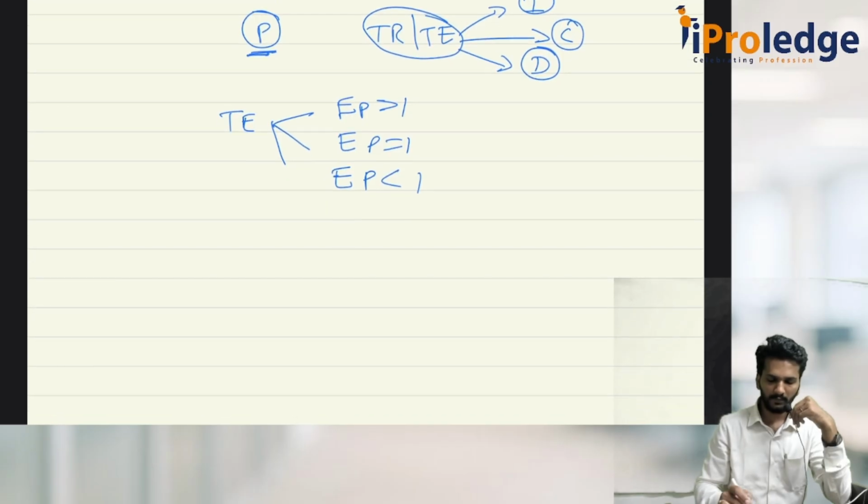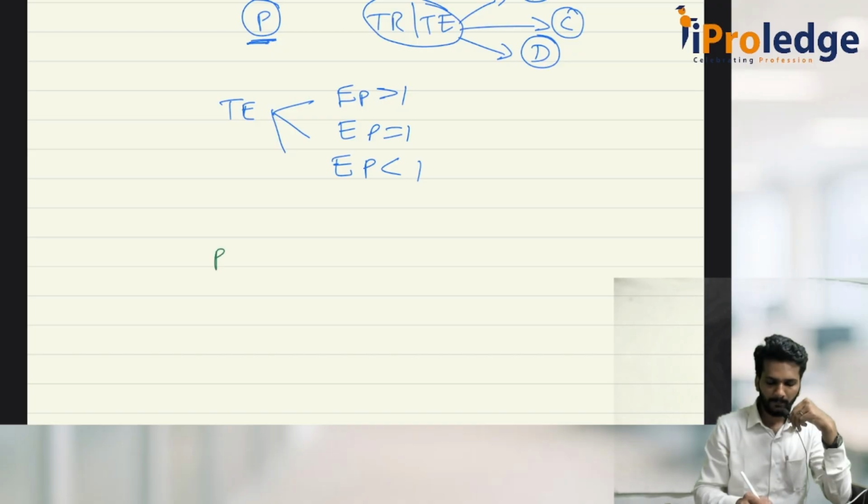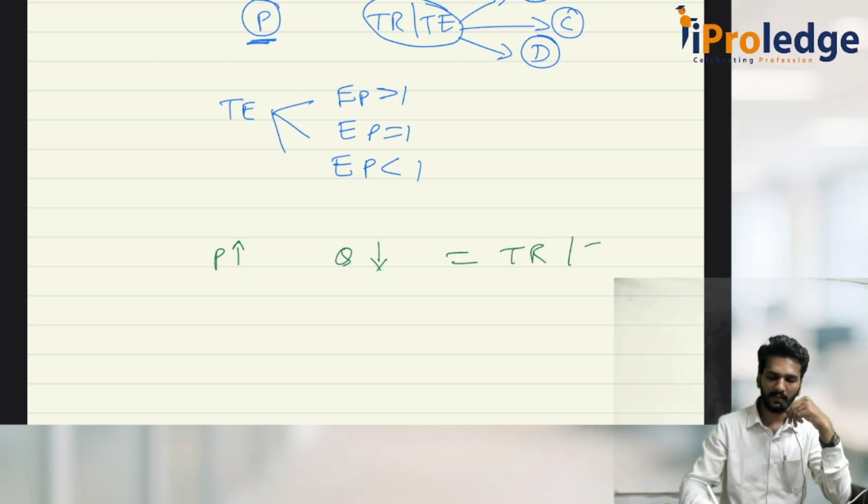Now, again, whenever the price changes, try to link everything. Whenever the price changes, the quantity also changes, because of which total revenue will also change or total expenditure will also change.